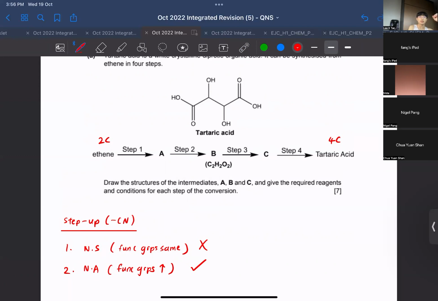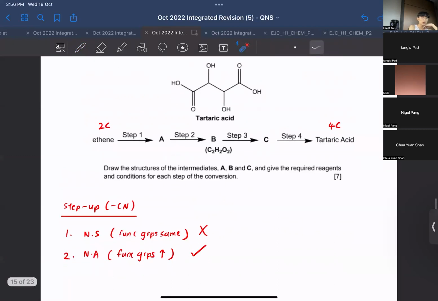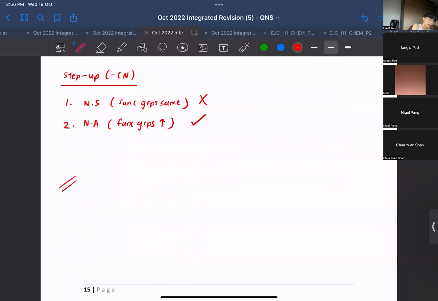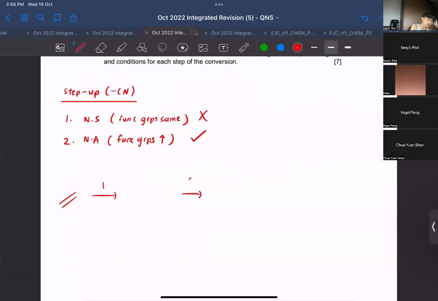When it comes to step up, a lot of you guys actually first assume nucleophilic sub, but that isn't the case for this question. We need nucleophilic addition, so we will probably have to find a way to turn this into a carbonyl first. How do we turn an alkene into a carbonyl? Let's just begin this. An alkene into a carbonyl. Can we do it in 1 step? Definitely not. But we are supposed to try to turn it into this compound B, which is said to be C2H2O2.